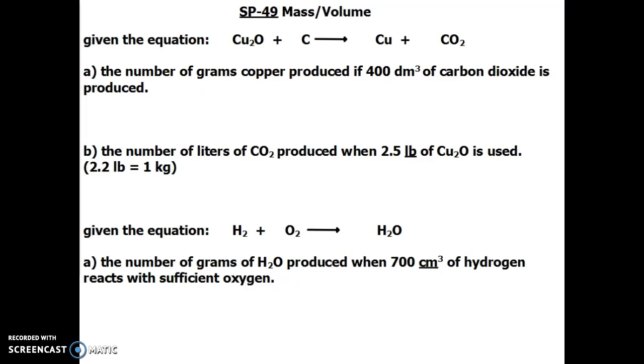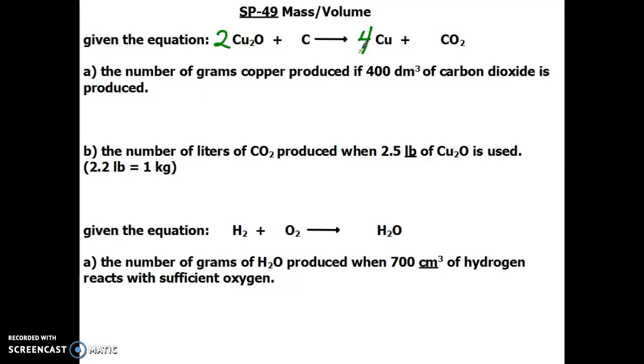So just like a mass stoichiometry problem, the first thing we have to do is balance the equation. Again, I'm going to start with oxygen. On the left-hand side, the reactant side, I have 2 oxygens, so I need to put a 2. That gives me 4 coppers, so on the product side, I have to put a 4. And if you count, I have one carbon on each side, and so that's a balanced equation.